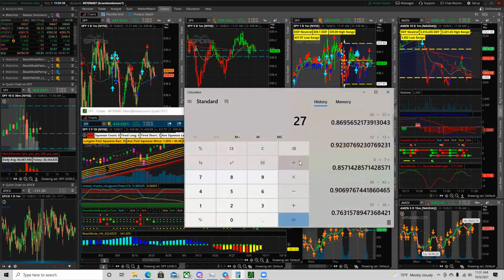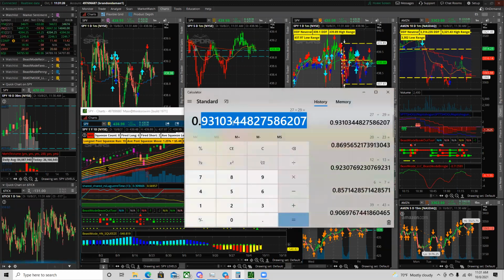So 27 divided by 29. Are you happy with a 93% win rate, just swing trading SPY with confidence? Throw a 1 in the box if you'd be happy. Put a 2 in the box if you'd be upset. Put a 1 in the box if you'd be happy. Put a 2 in the box if you'd be upset. All right, we got a lot of 1s.